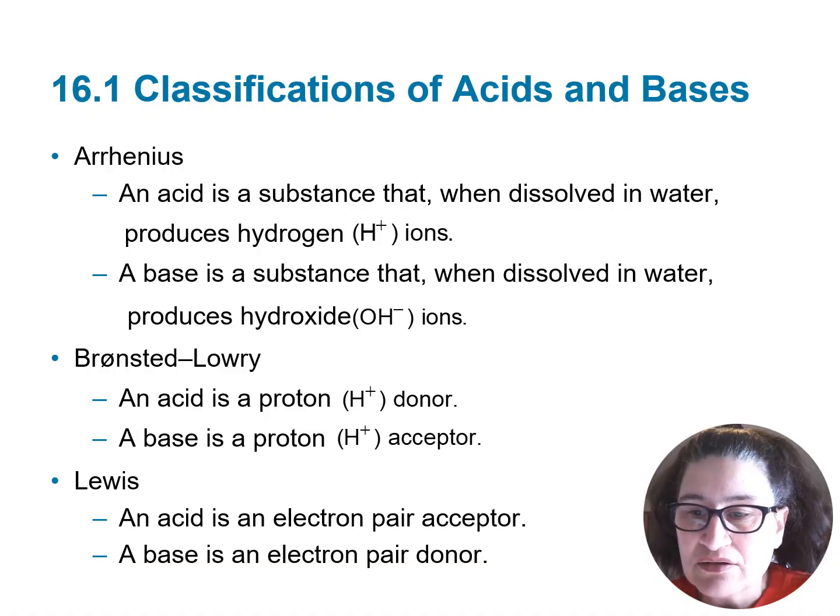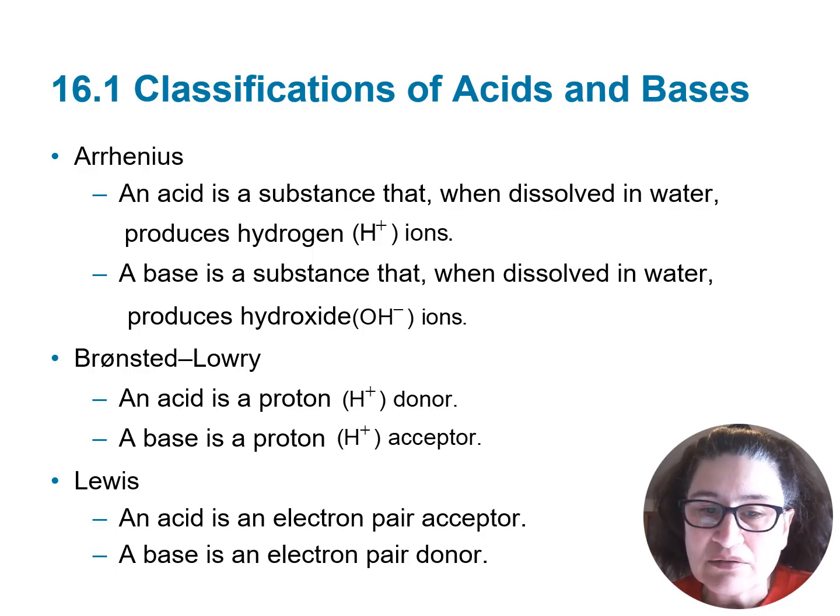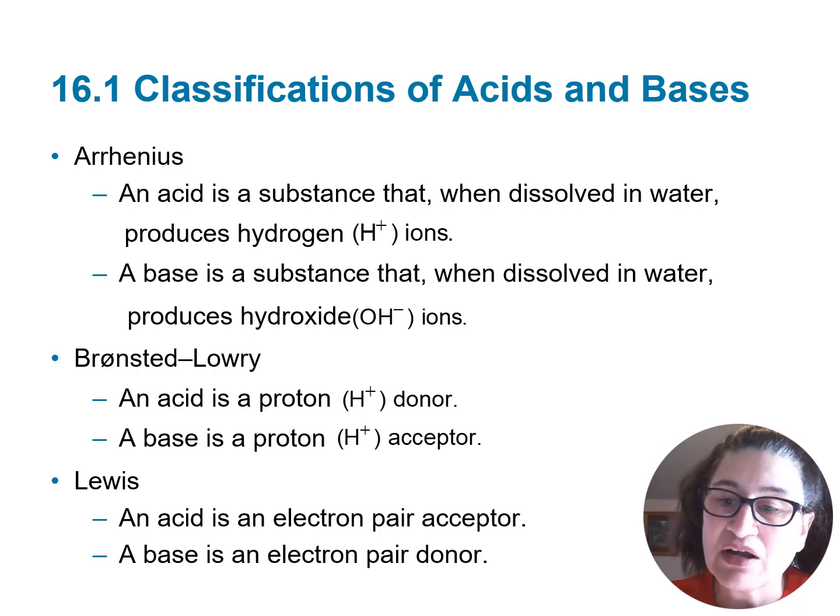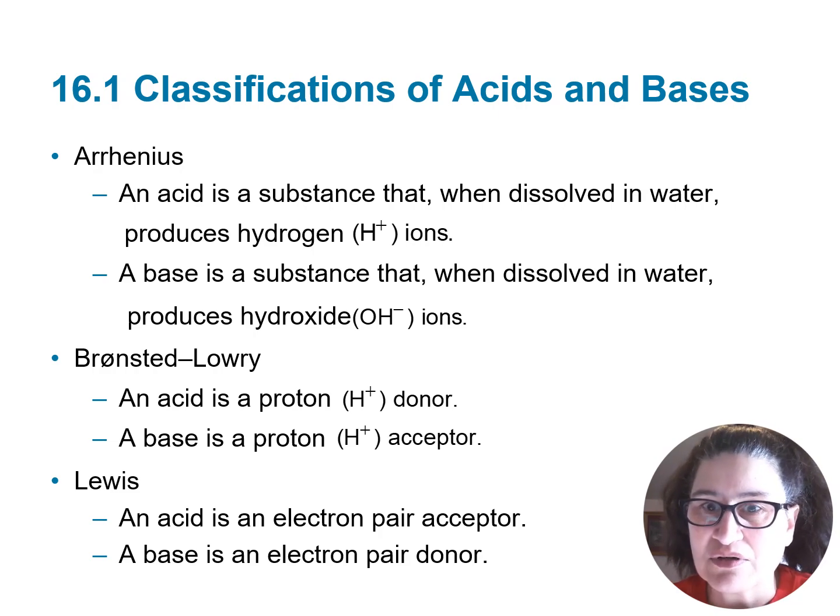And an acid is a proton donor and a base is a proton acceptor. And by a proton, we mean an H plus. For Lewis, an acid is an electron pair acceptor and a base is an electron pair donor. Now, Bronsted-Lowry and Lewis are just opposites of each other. One is talking about being a proton donor. The other one says an acid is an electron pair acceptor. So it's looking at the same thing the opposite way.